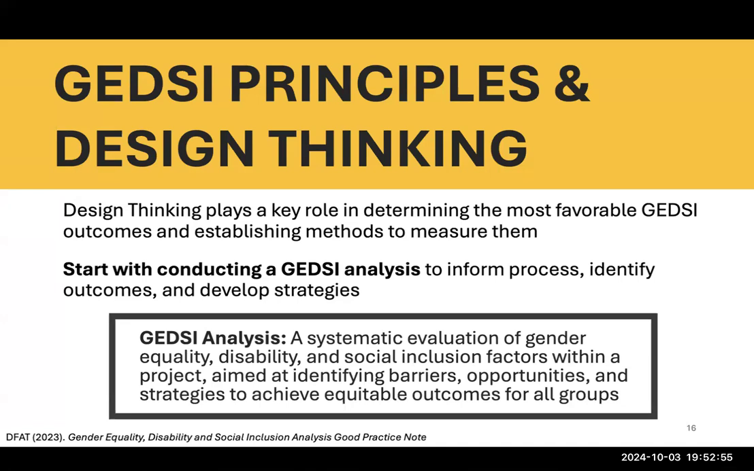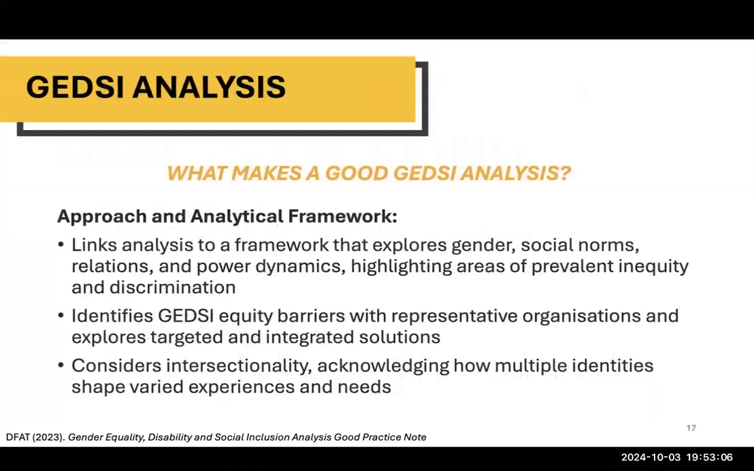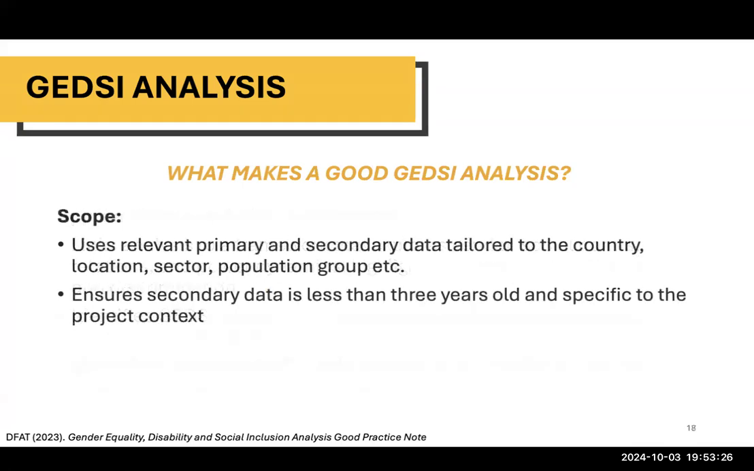A GEDSI analysis is where you systematically look at gender equality, disability, and social inclusion within a project, and you try and identify the barriers, opportunities, and strategies to achieve equitable outcomes for all groups. So what makes a good GEDSI analysis? You can link your analysis to a framework that focuses on this. You can identify equity barriers and explore some targeted and integrated solutions. And you can really think about intersectionality and acknowledge that multiple identities shape varied experiences and needs.